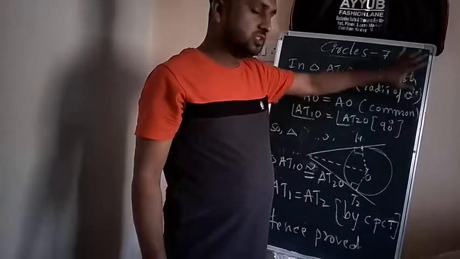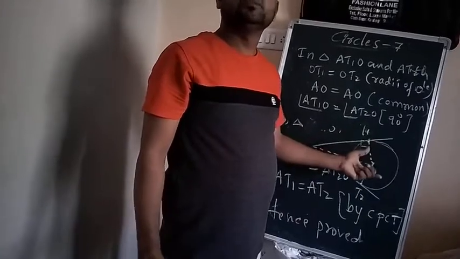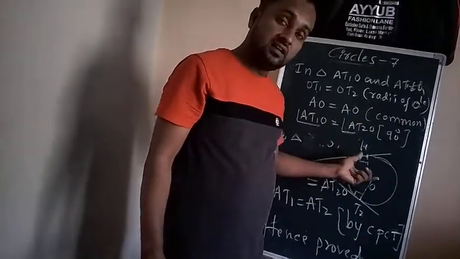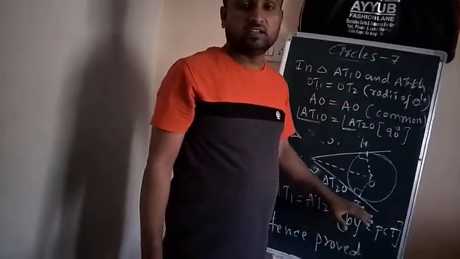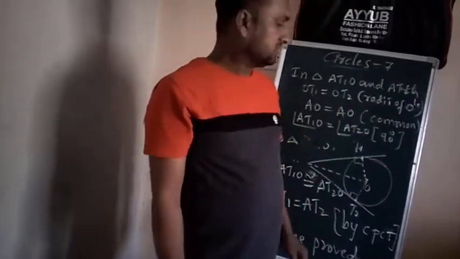I hope you understood this one. What does the theorem say? The lengths of the tangents drawn from an external point to a circle are equal. This is a very important theorem. You have to remember it. Many times they ask it in the exam for 2 or 3 marks.